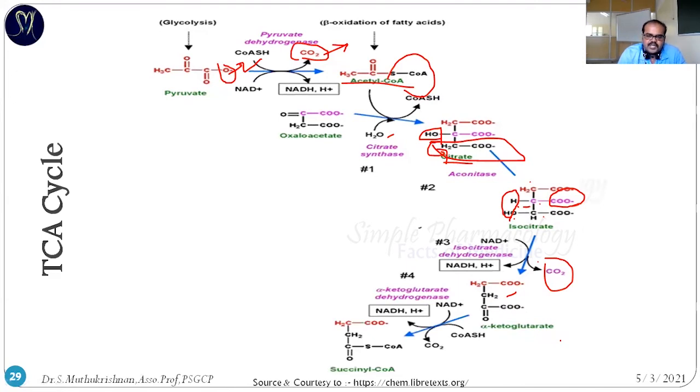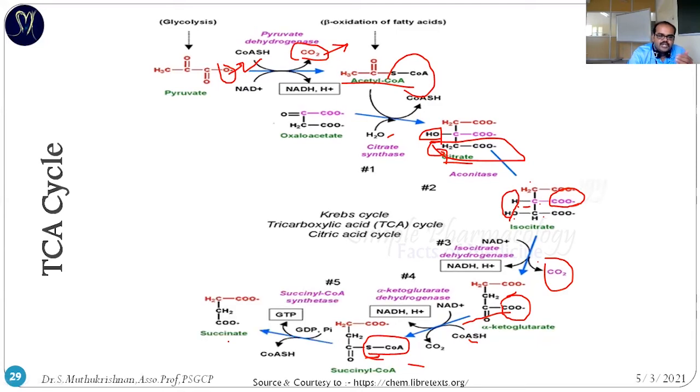The next one: this alpha ketoglutarate is once again converted into succinyl CoA with the help of alpha ketoglutarate dehydrogenase enzyme. Here the structural difference is nothing. In this CO group, once again the same thing, CO2 is eliminated. So coenzyme A is going to add. Instead of CO, the coenzyme is going to join together, so it's going to form succinyl CoA. The next step is that succinyl CoA is converted into succinate.